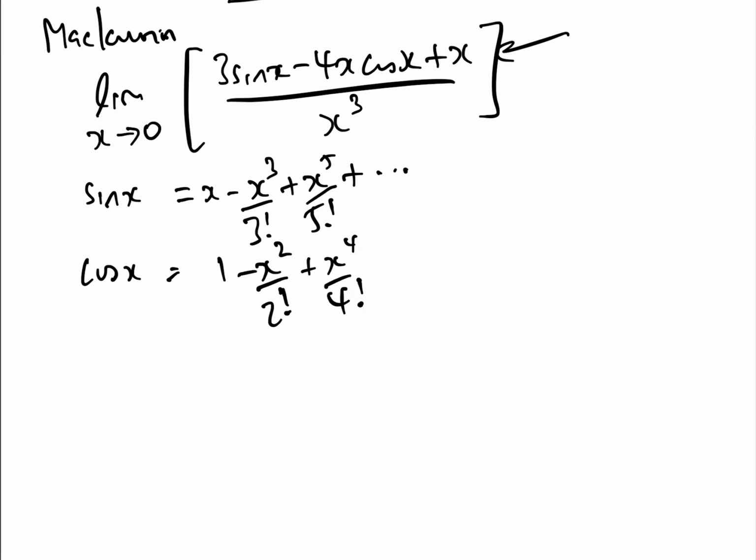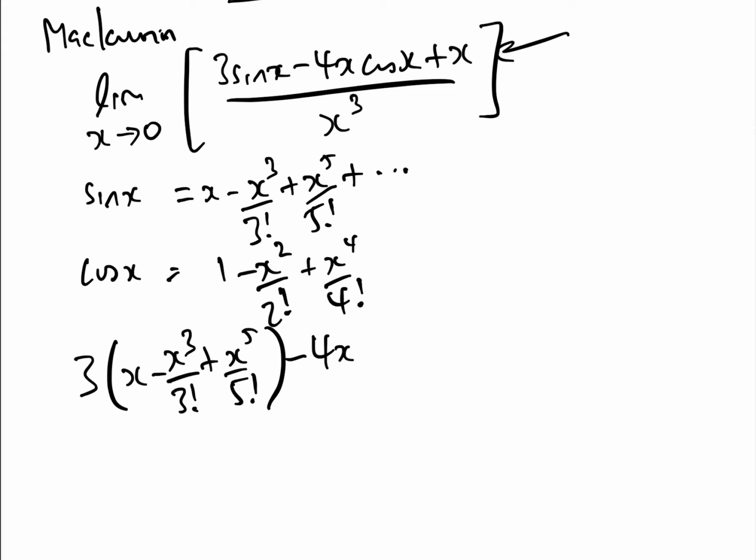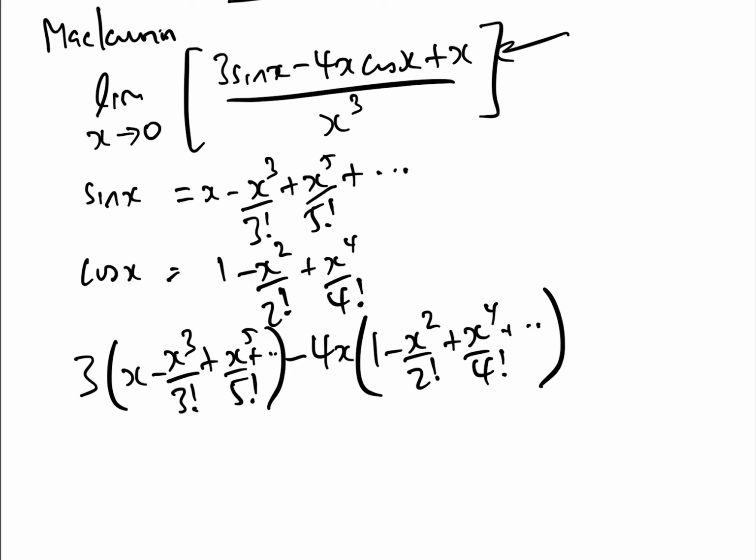So let's have a look at the top line first. 3 sine x is going to be 3 times x minus x cubed over 3 factorial add x to the 5 over 5 factorial, minus 4x times cos x, which is 1 minus x squared over 2 factorial add x to the 4 over 4 factorial, and then add x.